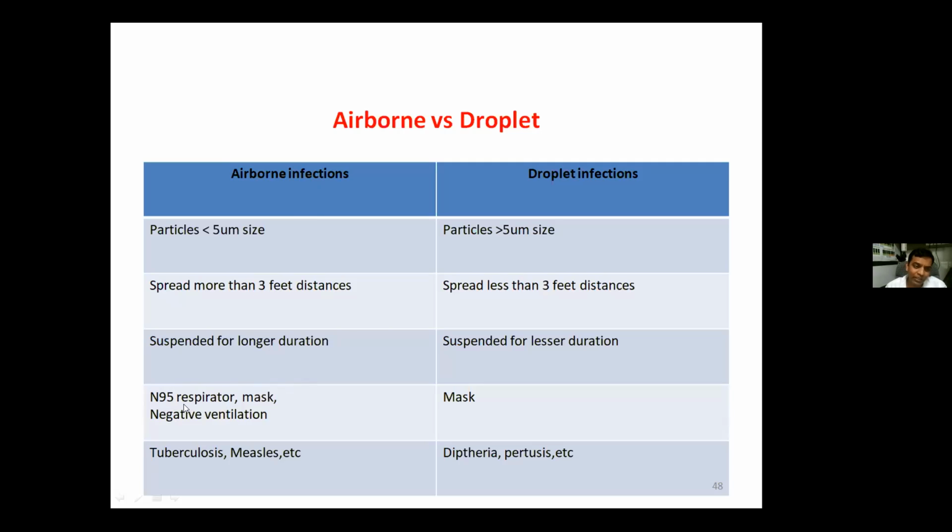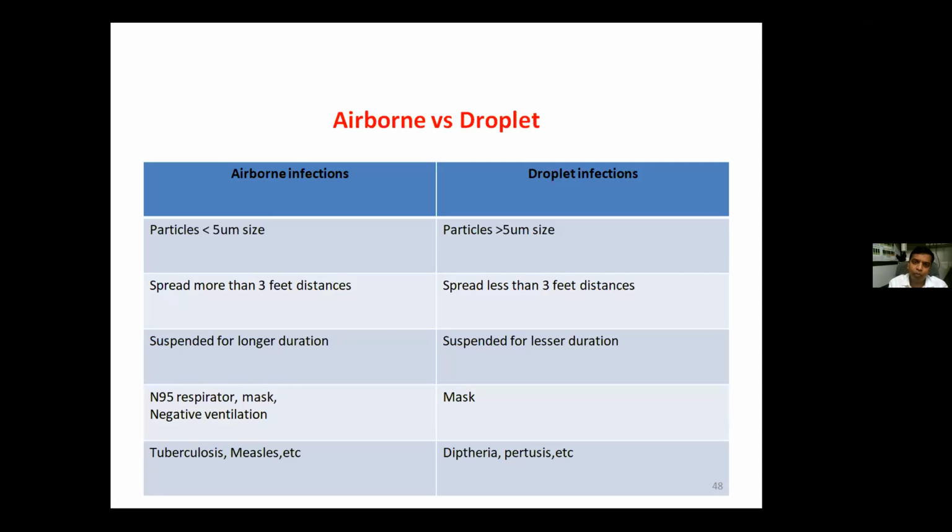But in resource limited settings, it can be reused. For reuse, it should be properly kept in a porous paper envelope, and can be used after 8 hours, for the next day, or after 3 to 4 days, as per the ICMR recommended reuse protocol. So that was about airborne and droplet infections.